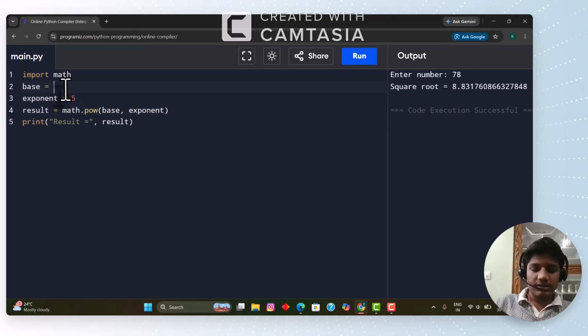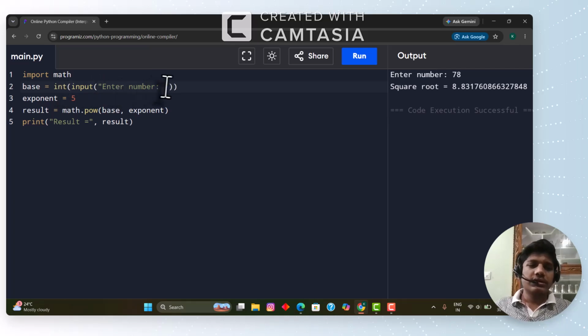If you change it, take this as int of input, enter number. Same as for the base, how we took it, take it for the exponent also.